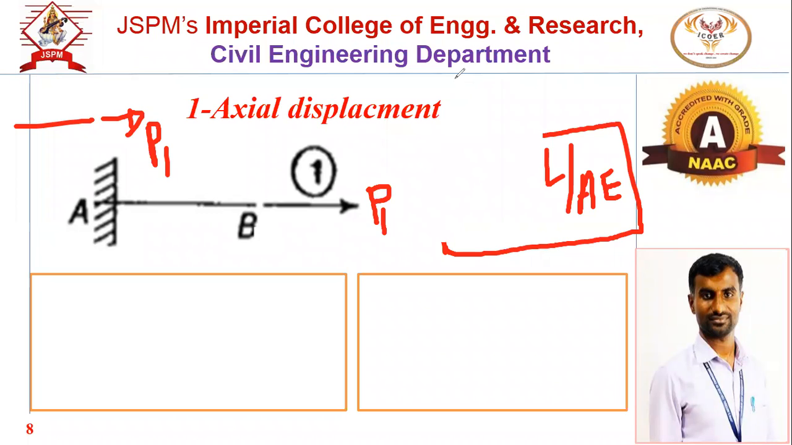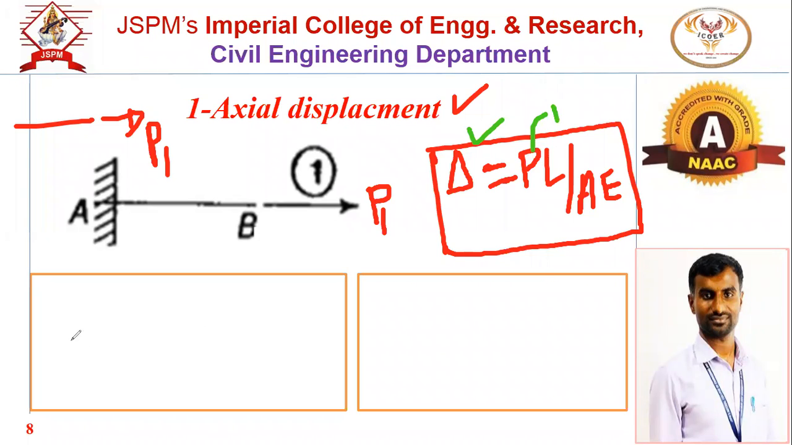Now what we have to find out is the axial flexibility. And what is the axial flexibility? It is the displacement caused by the unit force. So this is the formula of the displacement. So whenever the displacement formula is written with force equal to 1, that is the flexibility.